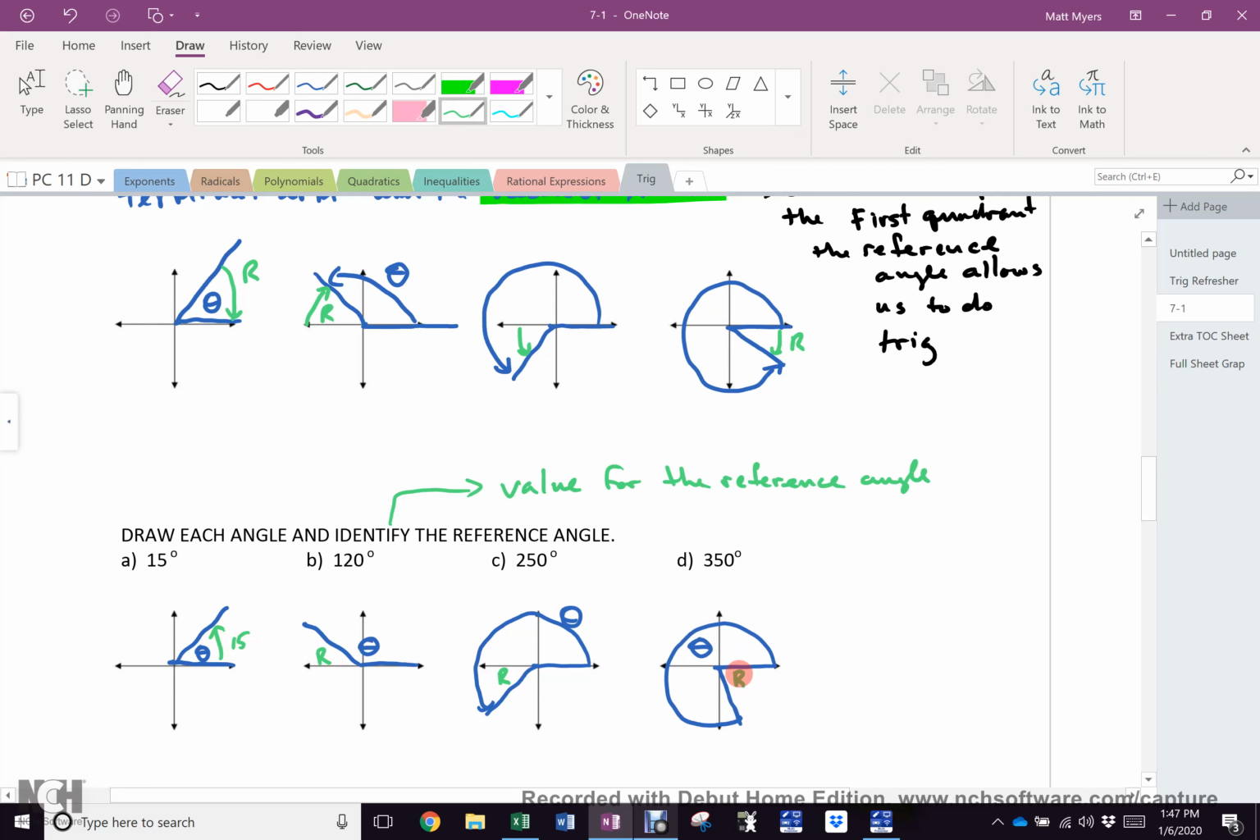So when I turn the screen back on, I'm going to have the thetas drawn and the reference angles identified, but I don't have values yet. Okay? So I'm going to turn the screen back on right now because it shouldn't have taken too long to draw the angles. It will take a bit of time to find the references because some of you take a little longer to add and subtract than others.